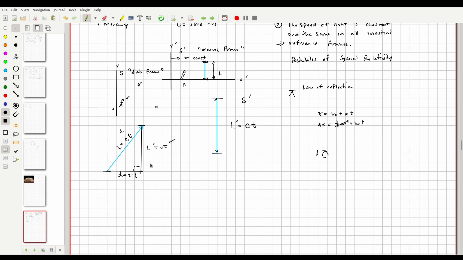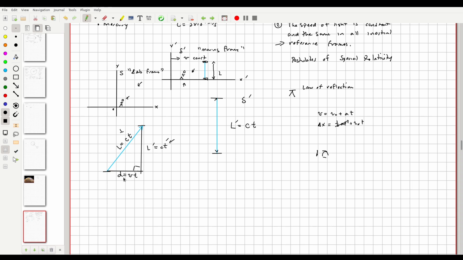So, what you have here is one of the underlying tenets of classical physics, the stuff that we've been doing, being shattered. The person in the moving frame is going to experience time differently than the person in the lab frame. And you can actually find a relationship between the two just using the Pythagorean theorem.